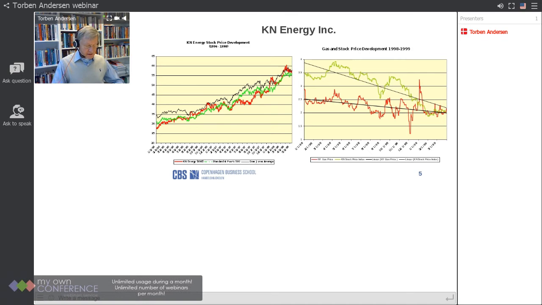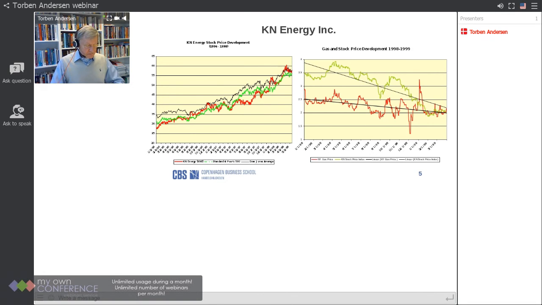And the fact that KN Energy had actually invested heavily in assets that were dependent on the gas price meant that they had to write off these assets. As you see on the second slide, the gas price trend, that's the red line, is quite volatile, but it's negative throughout the period. And what you notice is that the company stock is following a much more negative trend. And obviously that put pressure on the company.